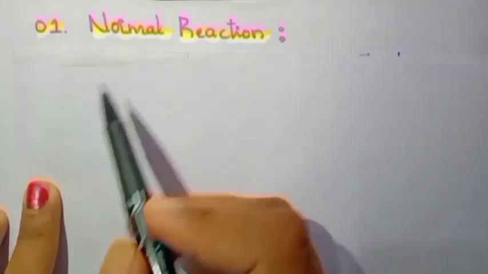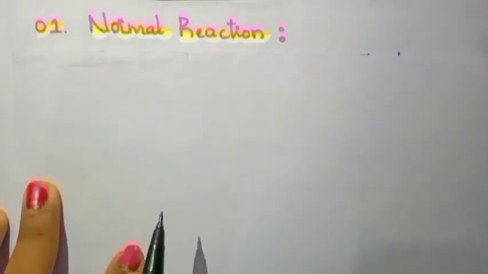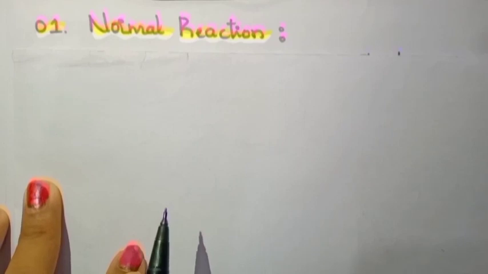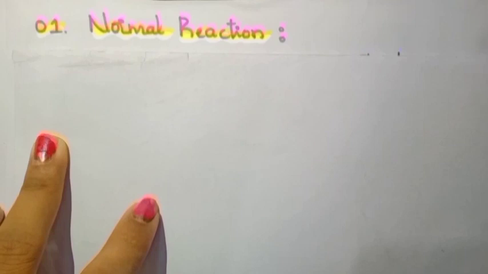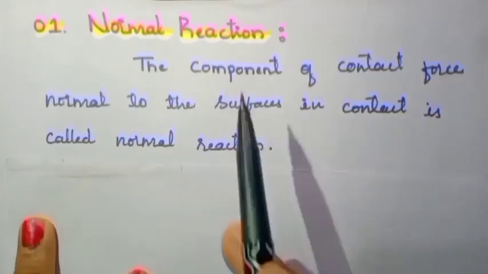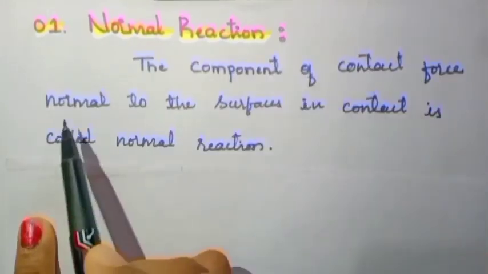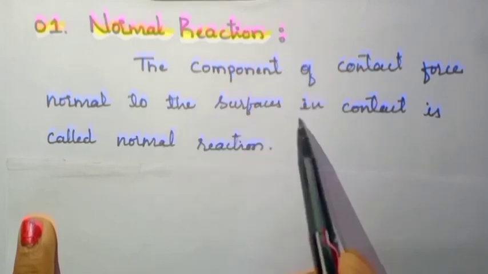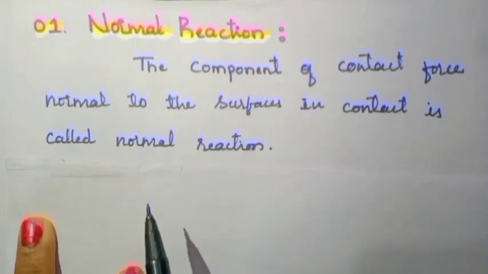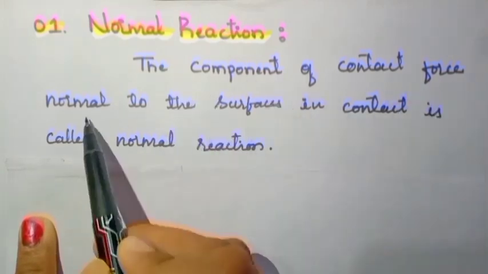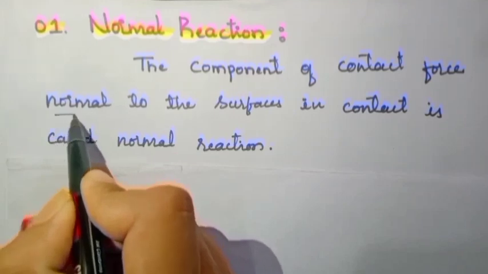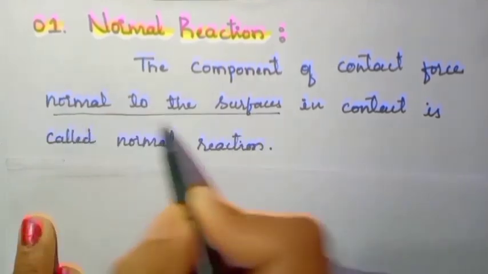As I already told you, there are many kinds of contact forces. So let's start with normal reaction. Okay, so let's see what is normal reaction. The component of contact force normal to the surface in contact is called normal reaction. You have to understand clearly here: the component of contact force normal to the surface. This is the important word here. Normal to the surface in contact.